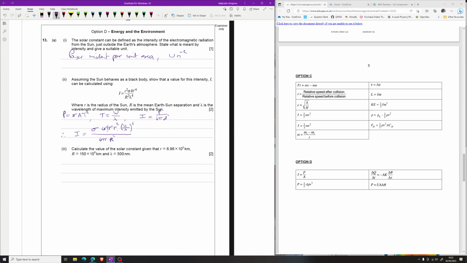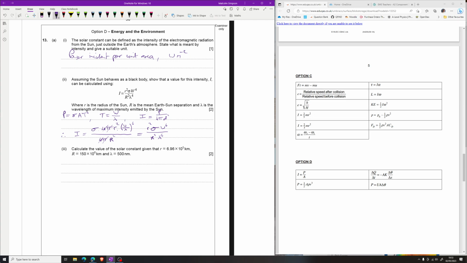So the 4 and the pi are going to cancel out of our expression. We're going to be left with sigma r squared W to the 4 over R squared lambda to the 4. Yeah, okay. Only 2 marks. It surely doesn't need more than that. I think you're getting your marks for recognizing the implication of this black body, what equations this comes from, and maybe 1 for the substitution or something like that.